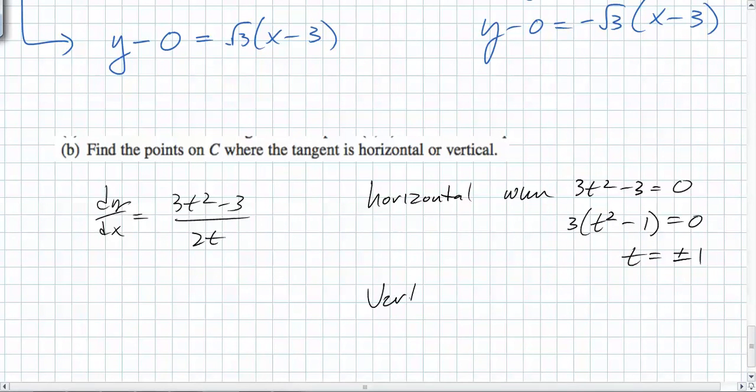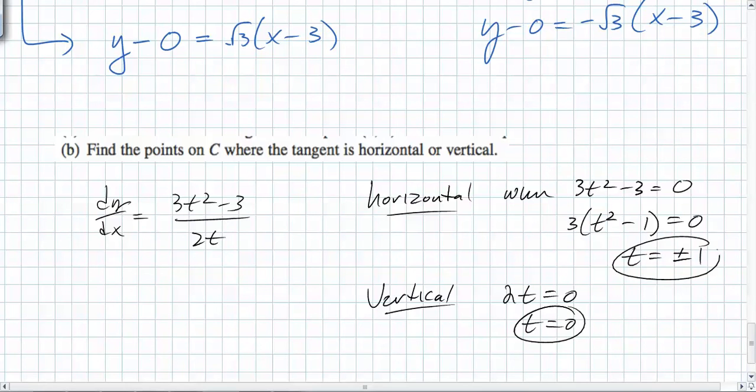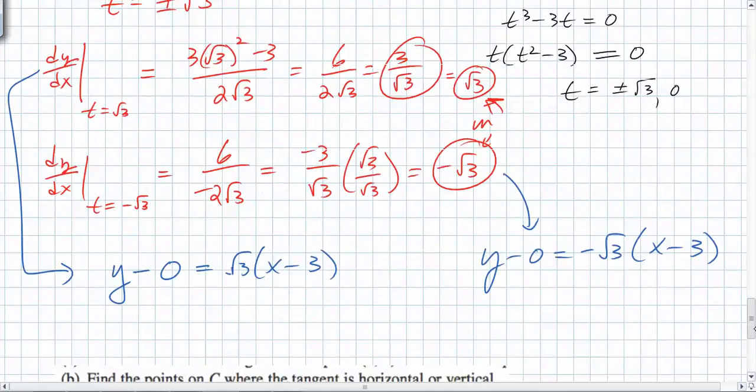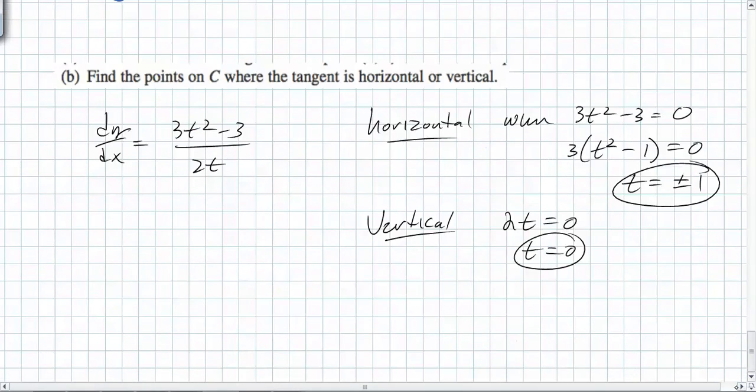We know we're not done yet, but it's vertical when what? 2t equals 0, which is when t is equal to 0, right? So the point is, it's not asking for the time, it's asking you for the points on the curve. So then you have to go back, look at your parametric equations, which say that x is equal to t squared, and y is equal to t cubed minus 3t.